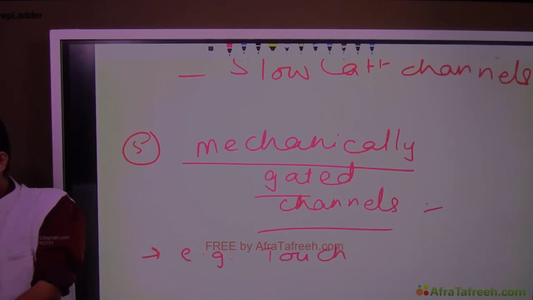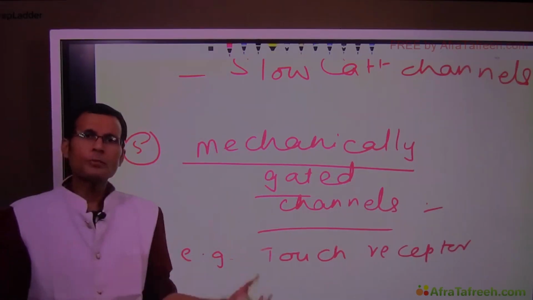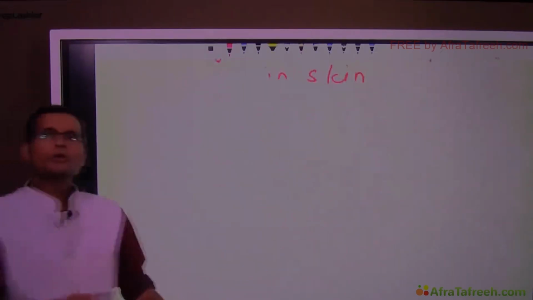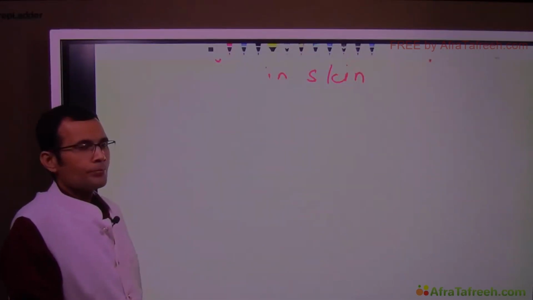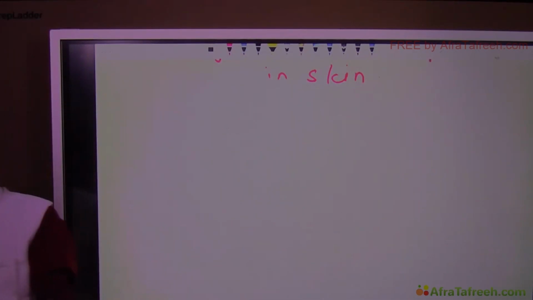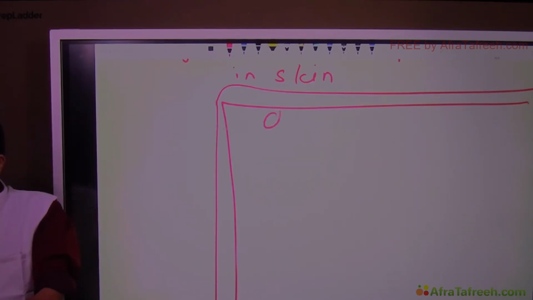Touch receptor in the skin is just an example, but there are many mechanical types of stimuli and they open respective channels. Right, so these are the main types of the sodium channels. Now, I'm going to discuss one special type separately. So I'm making a square to describe it separately.